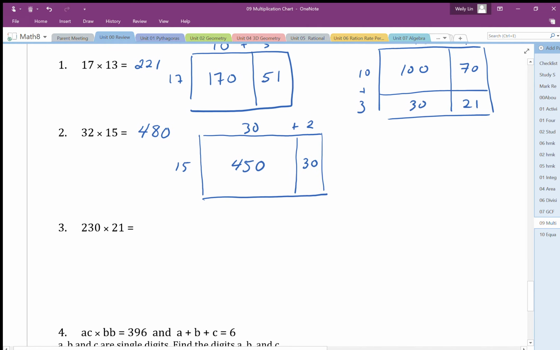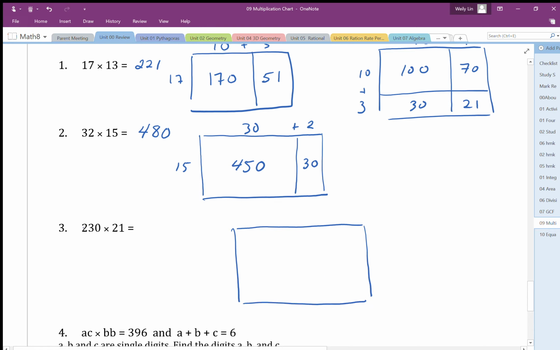We can decompose 230 times 21. Okay, so again, I can do this in 4 parts. I can break it up into 200 plus 30 times 20 plus 1. Maybe I'll do it that way. If you are good with your multiplication, you might want to break this into 200 times 21 and 30 times 21. That would work as well.